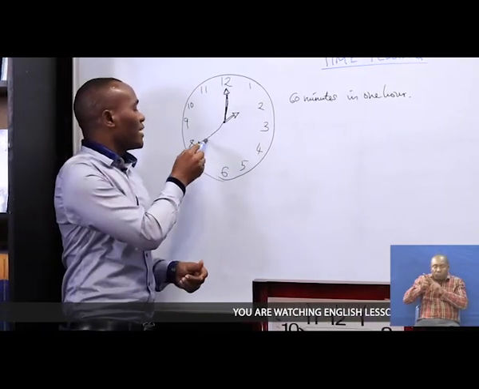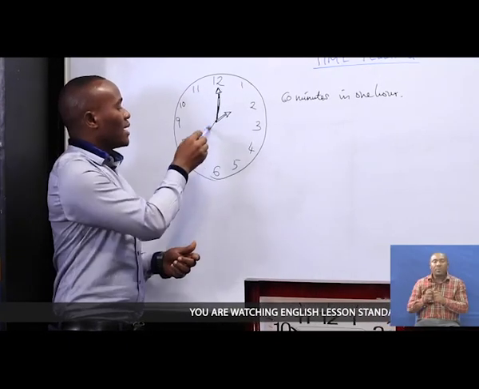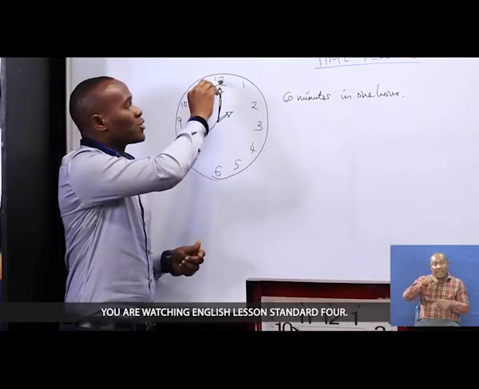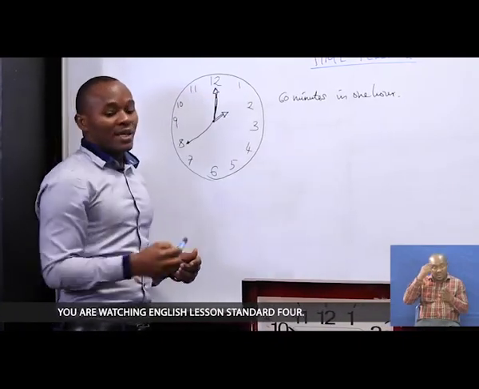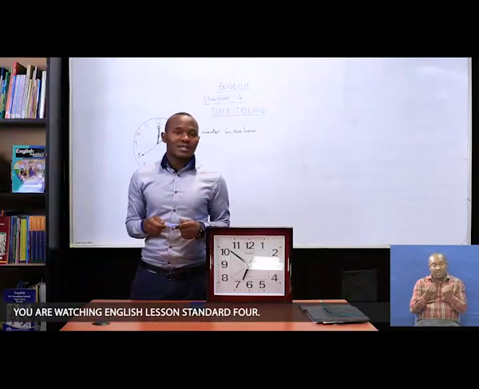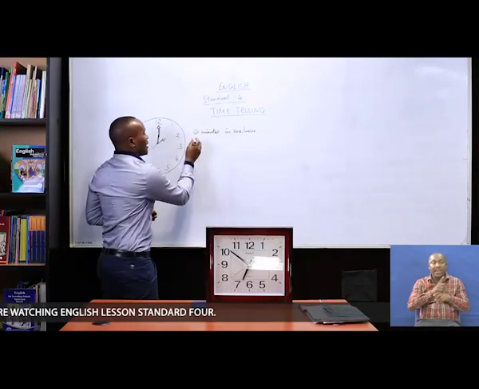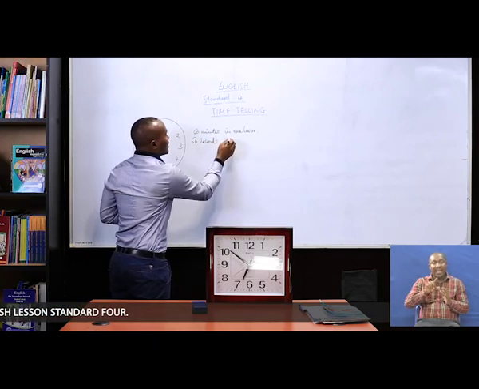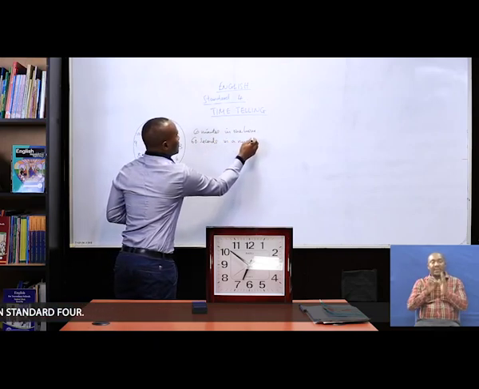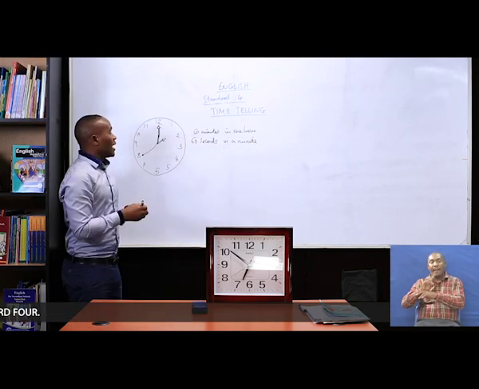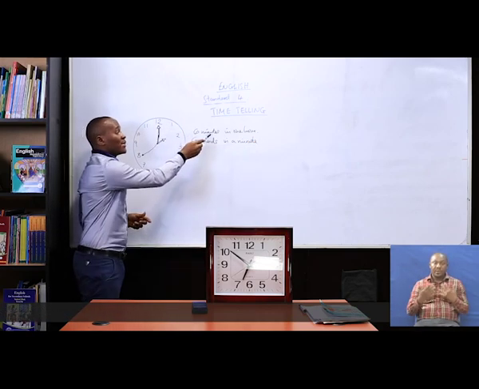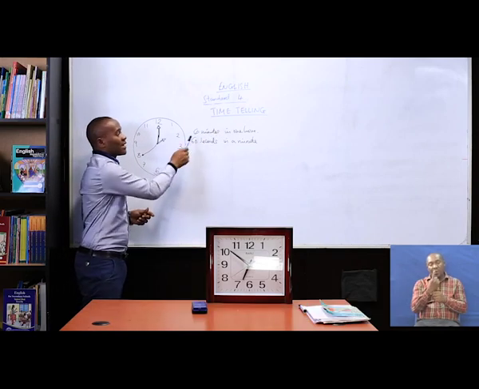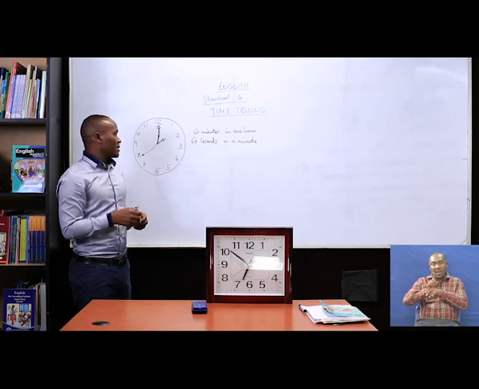And we have the thinnest arrow there. This arrow shows the seconds. When it rotates also from number 12 up to number 12, it makes 1 minute. That means there are 60 seconds in a minute. So 60 minutes makes 1 hour. 60 seconds makes 1 minute.